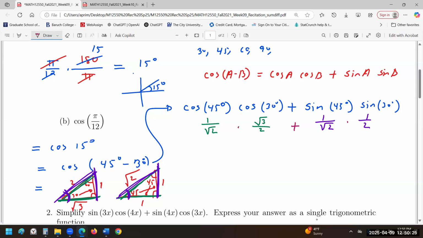If you rationalize, this becomes square root of 2 over 2, and this becomes square root of 2 over 2. And we have root 3 over 2 here and 1 over 2 here. And since all of them have 2, before even addition, we need to do multiplication. So in here, we have 2 times 2, 4 over square root of 2 times square root of 3.